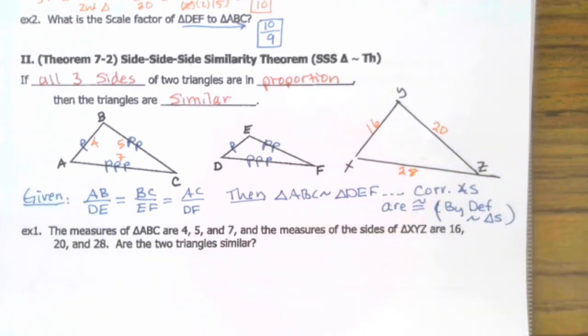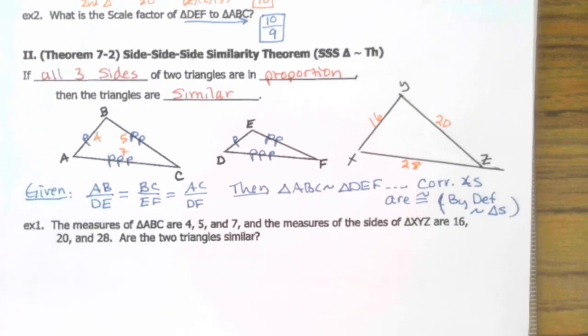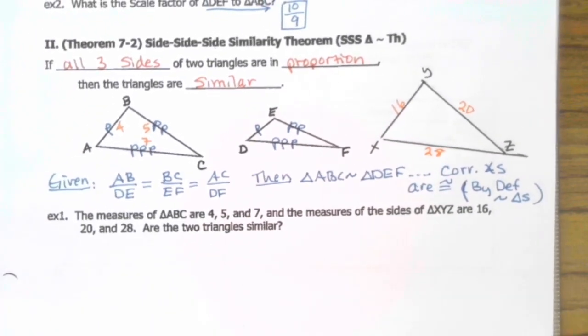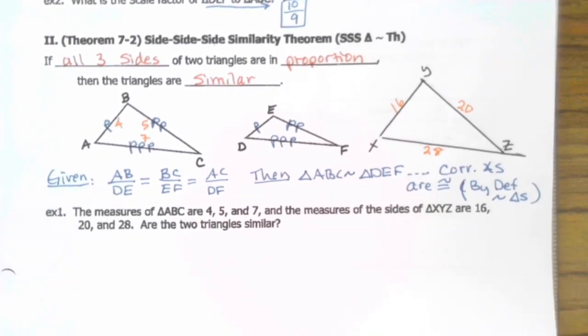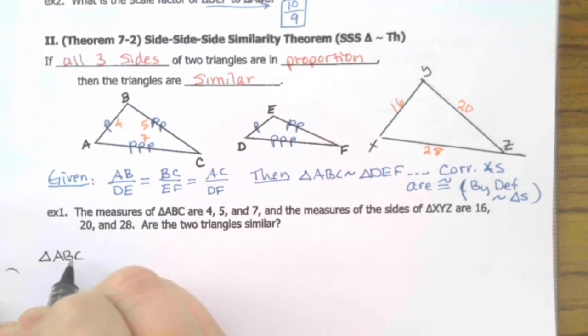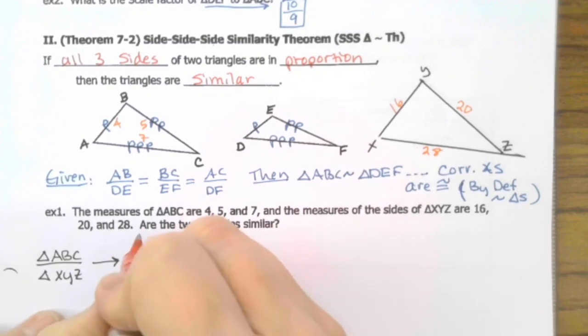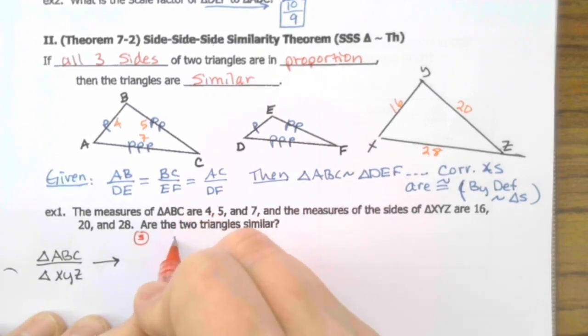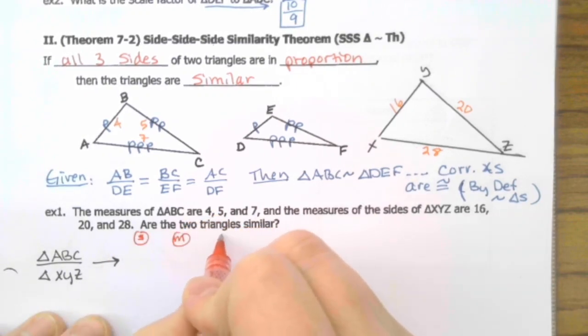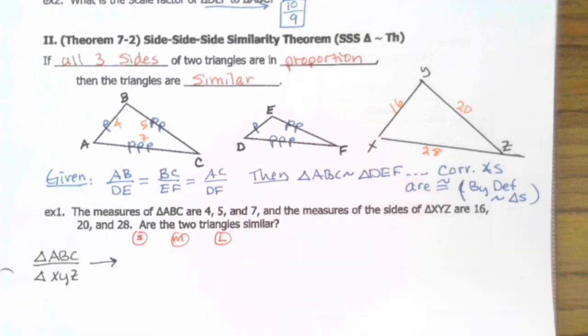There we go. They want to know if the triangles are similar. If the triangles are similar, all three ratios of sides should turn out the same. So what we need to do is make the ratio of sides from triangle ABC over triangle XYZ and see if they're the same. So we're going to have a ratio of the small sides, the medium sides, and the large sides. All right, let's do this.